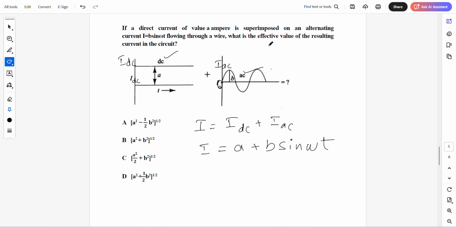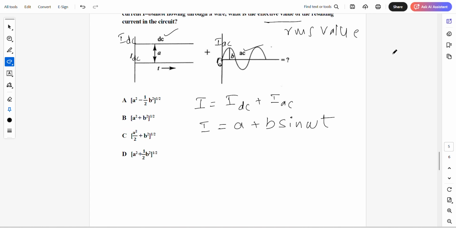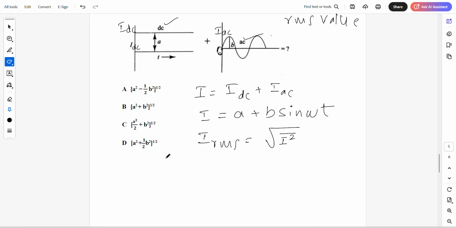Now we have to find the effective value. Effective value is nothing but the RMS value. How to find the RMS value of it? Again, the same formula we'll be using. IRMS is equal to the square root of the average of the square of current. First we will find I square. I square is equal to A plus B sine omega t the whole square.